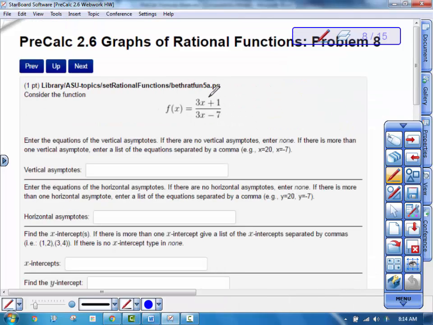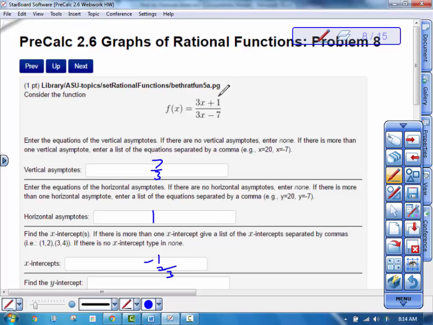Same question, then different function. So vertical asymptotes occur at zeros at the bottom, which would be 7/3. Horizontal asymptotes are a ratio of the leading coefficients when the exponent's the same, when the degree is the same, which would be 1. X-intercepts occur where y is 0, so set y equal to 0, and you're basically solving 3x plus 1. Subtract 1, you get negative 1/3.